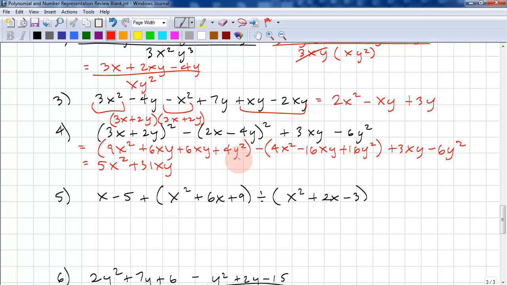Now we're looking at the y squareds. We have a 4. We have a minus 16, so that's minus 12 and another minus 6, so that's minus 18.